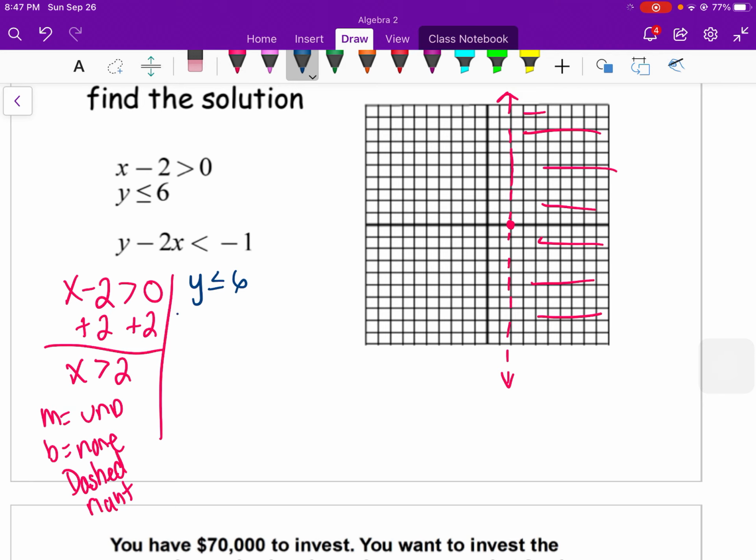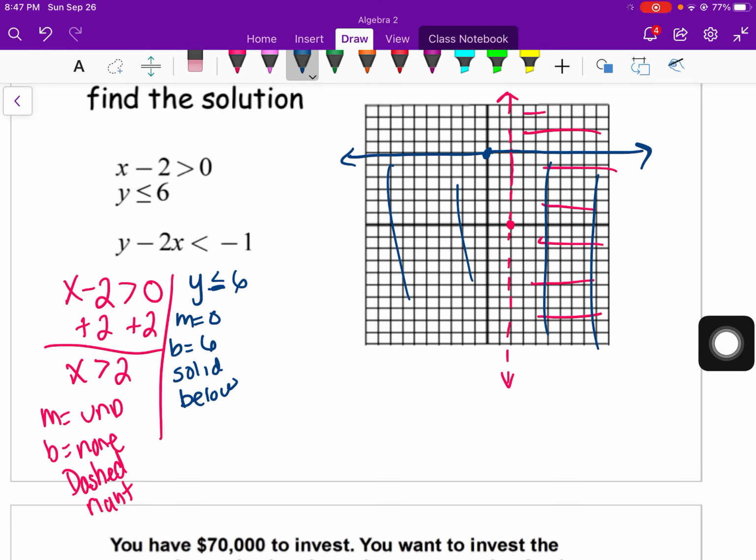For y less than or equal to 6, this one has a slope of 0 and a y-intercept of 6. So where y equals 6, right here, this one's going to be a solid line because it's equal to, and then we're going to be shading below because all the y values that are less than 6 are going to be below this line. So that's a horizontal line, and we're going to be down here. So far we have this little square right here.